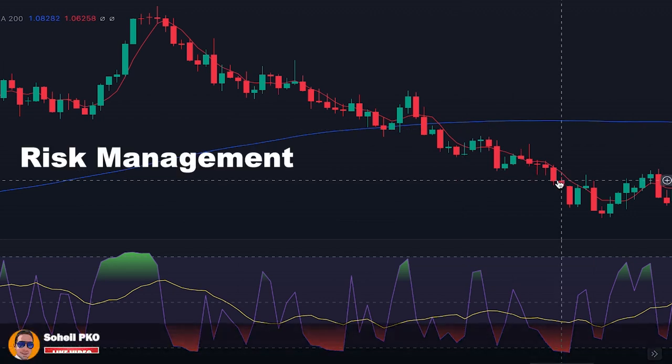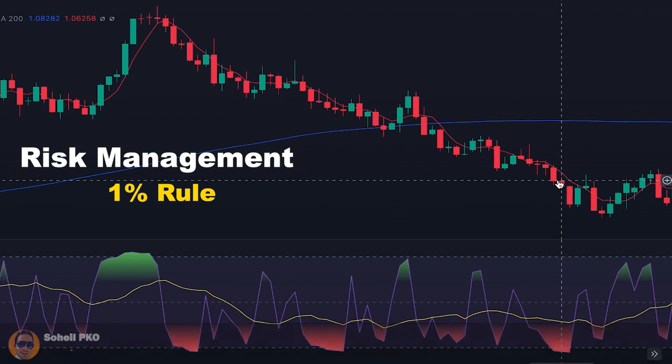There is a risk management strategy that is called the 1% rule, and it's a perfect choice for short-term trading. I have a complete guide on this. The link is also placed in the description, and I highly recommend you to watch it because without a proper risk management strategy, you cannot become a successful trader.